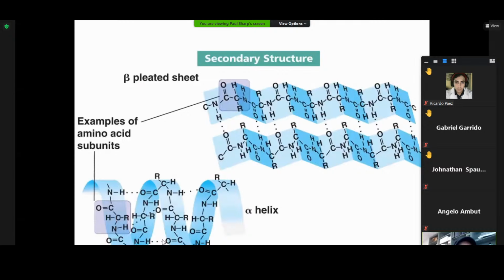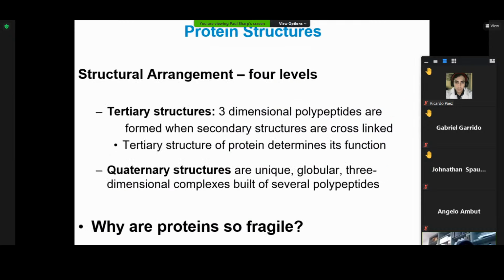So over here, we can see the alpha helix, which is a right-handed spiral, and we can see the hydrogen bonding taking place between the oxygen and nitrogen atoms. And over here, we see our beta-pleated sheets, once again with hydrogen bonding taking place between the oxygen and nitrogen atoms with the presence of hydrogen. Okay, so now what we're going to do is take a look at the tertiary structure.